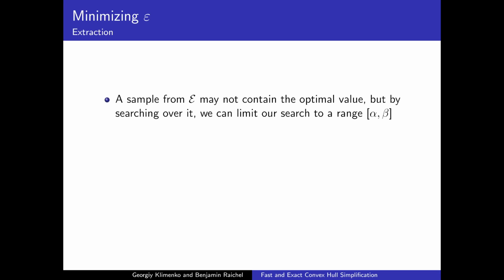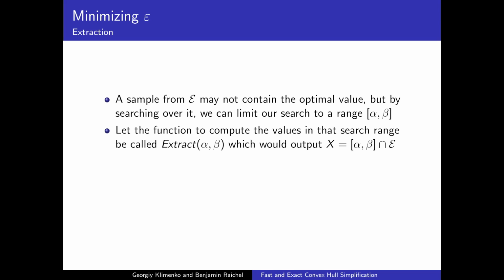If we sample from the set of epsilon values, we may miss the true answer, but it still allows us to limit our search range. If we sort a sample, then we can find the values where the decider switches between true and false. And now we need some way to get all values between those two values. We use the procedure called extract, which will output a list of those values.